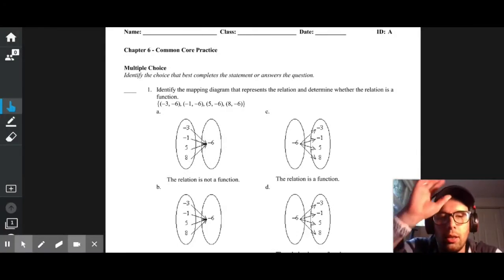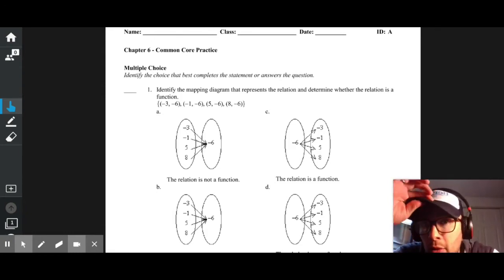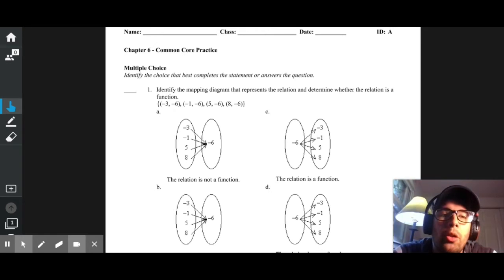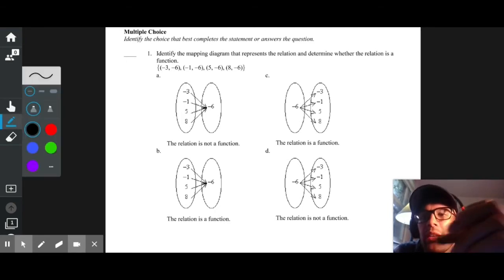Chapter 6, Common Core Practice. All right. We're talking about functions. Identify the mapping diagram that represents the relation and determine whether the relation is a function for that guy right there. Well, first off, let's make sure that we identify the correct thing.